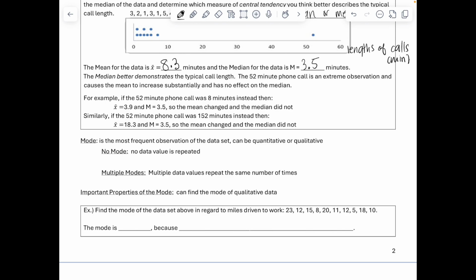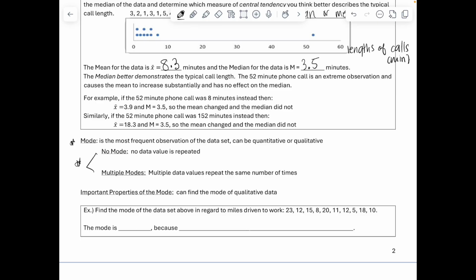The next thing we have is mode. And mode is the most frequent observation of the data set. This can be either quantitative or qualitative, so we can actually deal with categories in this one. So we also have two interesting scenarios that could arise. One's going to be no mode or multiple modes.